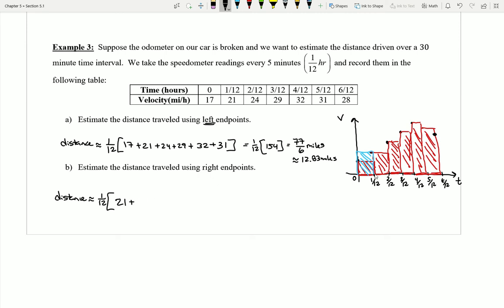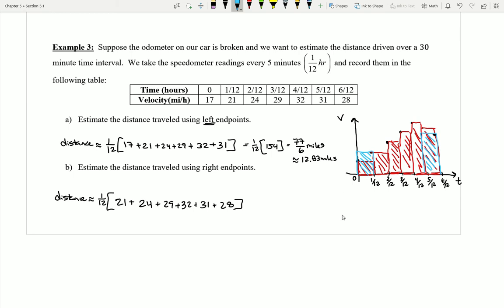Notice, for the height of the second rectangle, I would have used the right edge, which would have been the value at 2/12. That's 24. And then I would have continued all the way down the line. Notice that this time I would have gone all the way over to the value of 28, because here my blue rectangle would have gone up to the right point and then over and then down. So I can kind of see how my rectangles here would be changing.